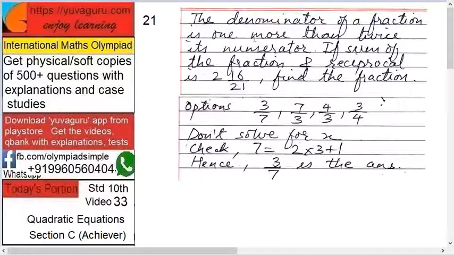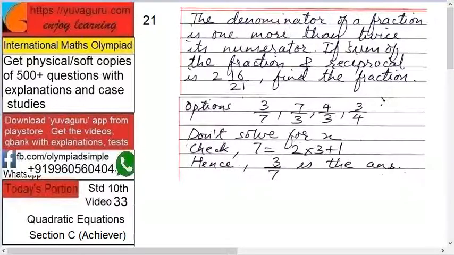So it's very simple. 1 more than twice the numerator. 3 is the numerator. Twice the numerator is 6 and 1 more than that is 7. That is 3 by 7. So that's it. Don't go for x, nothing. Don't solve anything. Immediately you'll get the answer. 3 by 7 is the answer.